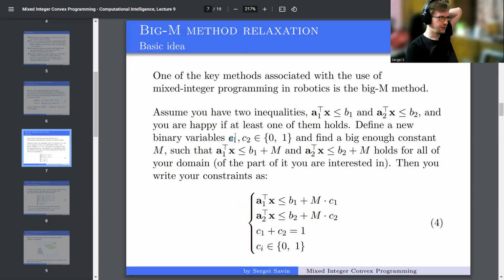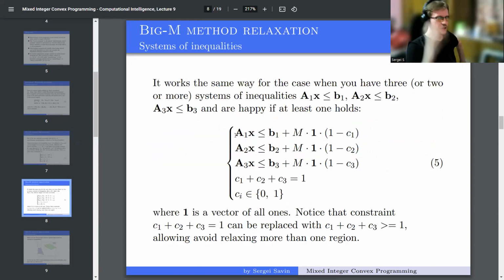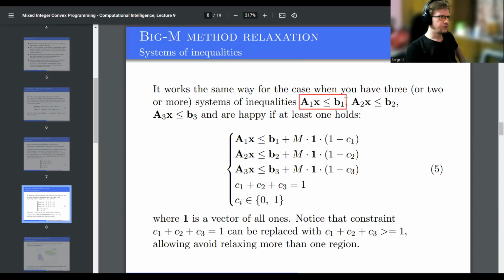But with a bigger problem. So now we have inequalities which look like this: A1x less than or equal to B1, A2x less than or equal to B2, A3x less than or equal to B3. Okay. Those are H polytopes. We can work with them exactly the same as we did before.